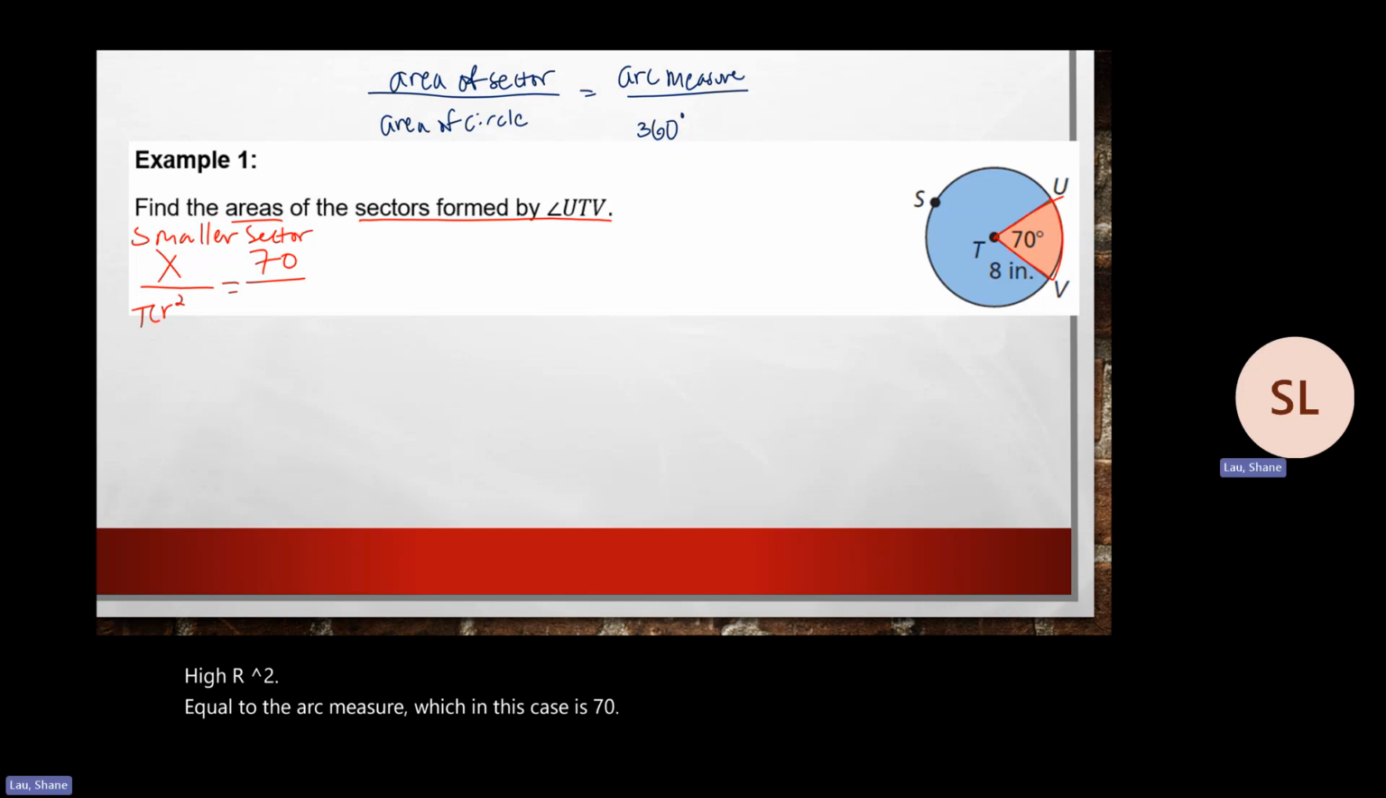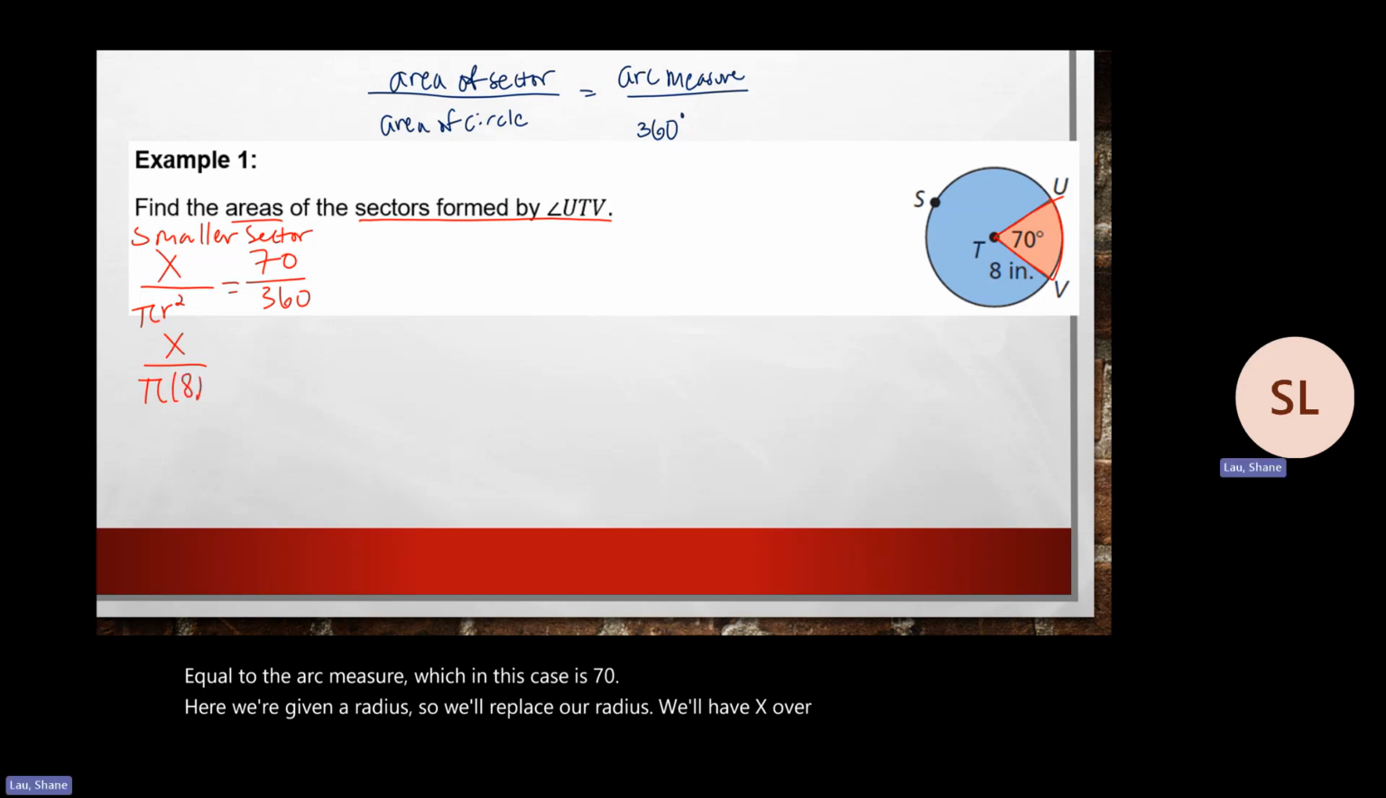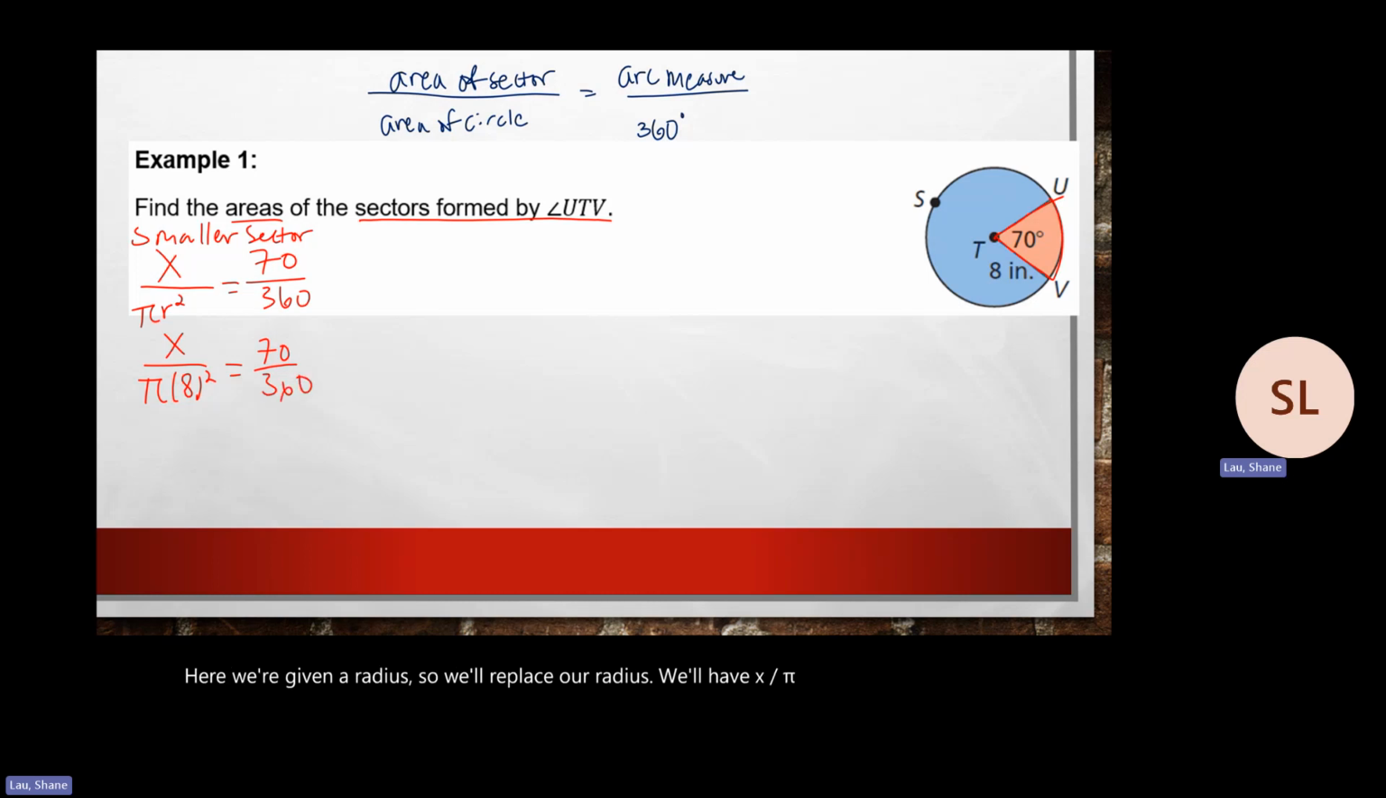And then of course we're going to have 260. Well, here we're given a radius, so we'll replace our radius. We'll have x over pi times 8 squared equals 70 over 36. Okay, oh, not 36, 360.